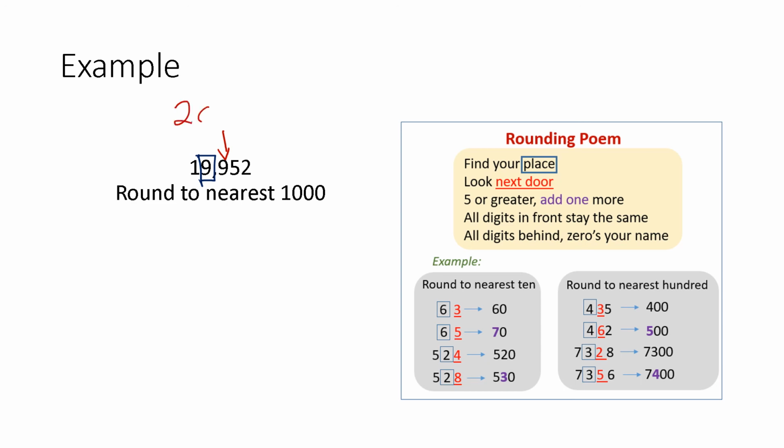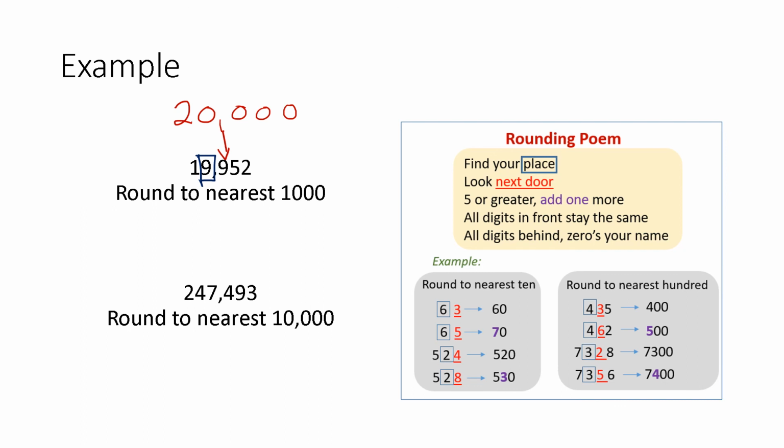Think about the last time you watched the odometer on your car roll over. Because our 9 goes up to 10, it's going to take that 1 with it and turn the 1 into a 2. So 19,952 rounds to 20,000 when we round to the nearest 1,000.